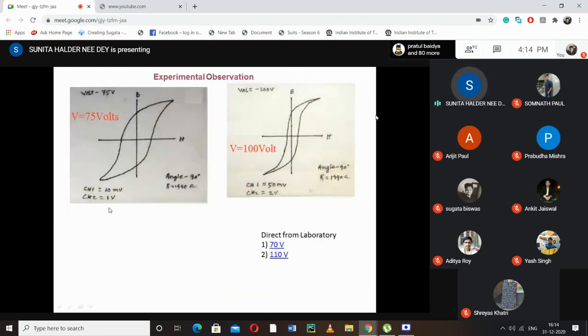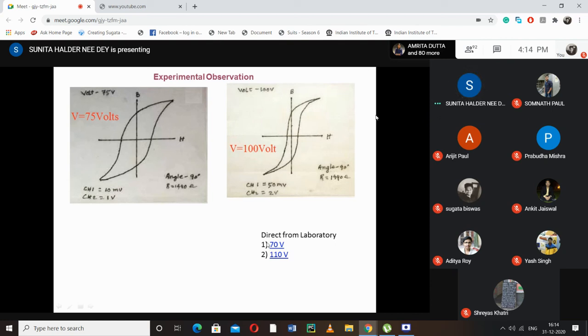Then if you see in the oscilloscope, for 75 volt you will get this one. For 100 volt, you can see this one. You can see the BH loop is steeper here, but the scale is more. Channel 1 is 50 millivolt, channel 2 is 2 volt. And for this one, channel 1 is 10 millivolt, channel 2 is 1 volt. Here it is actually not B, it is V phi by V12. V phi is proportional to B or phi, and V12 is proportional to H or I.